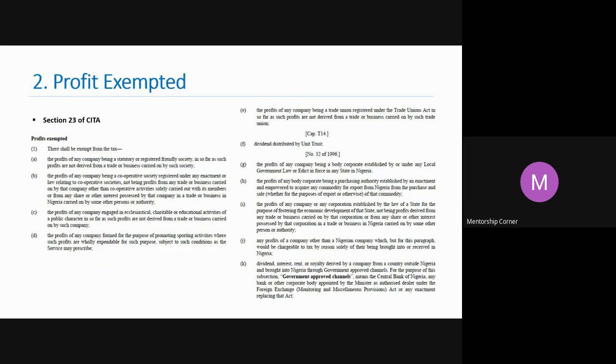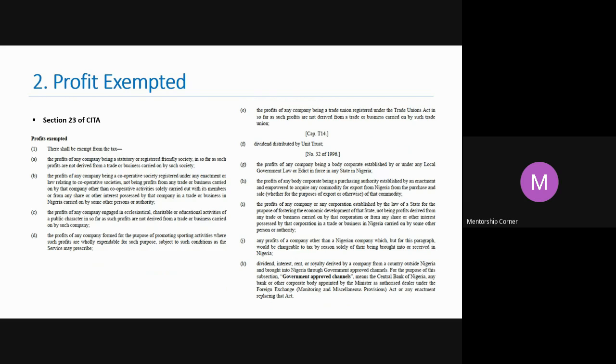So we also have profit of any company being a cooperative society. We discussed them briefly the last time. We also have the profit of any company engaged in ecclesiastical, charitable, or educational activities. So we've also dealt with this. These are churches, mosques, schools, and the likes. This is why their profits are exempt from CIT.